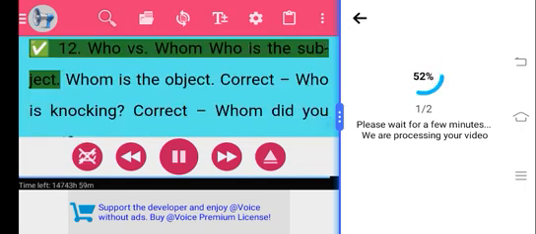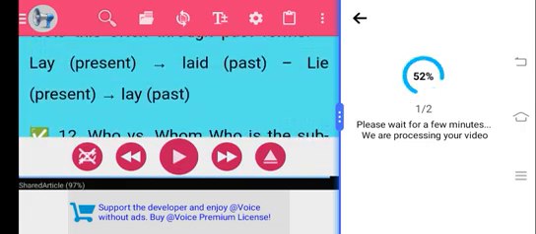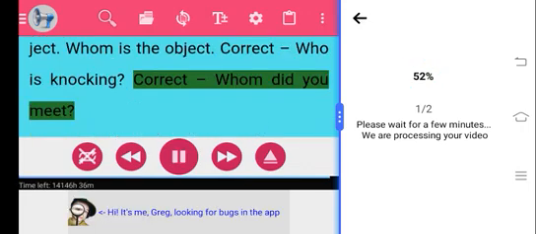Checkmark 12. Who versus whom. Who is the subject. Whom is the object. Correct: Who is knocking? Correct: Whom did you meet?